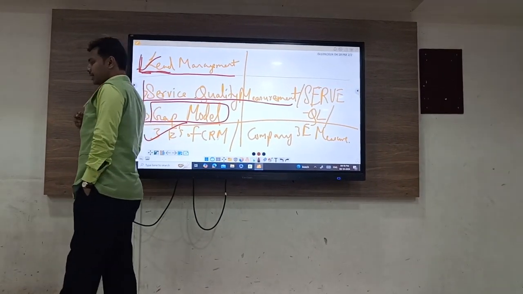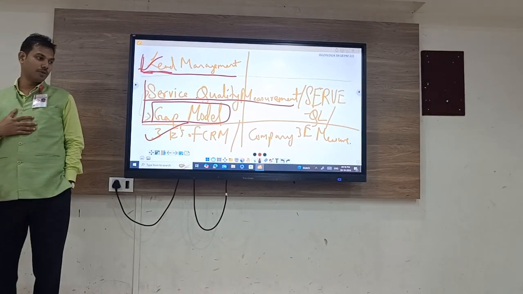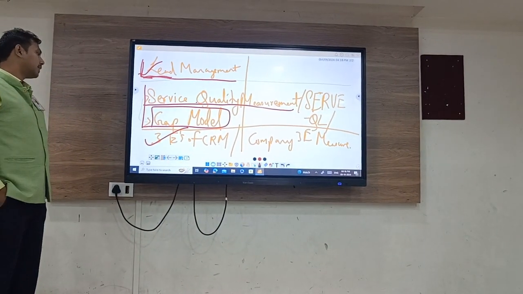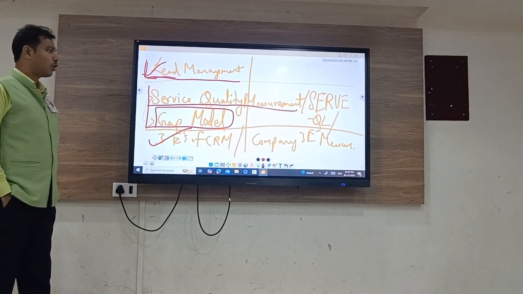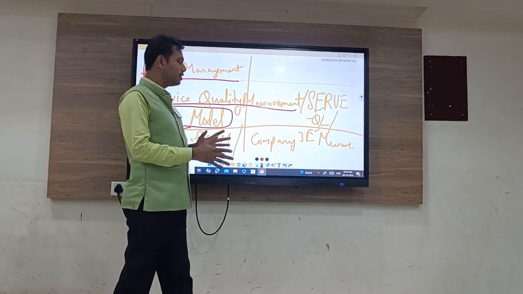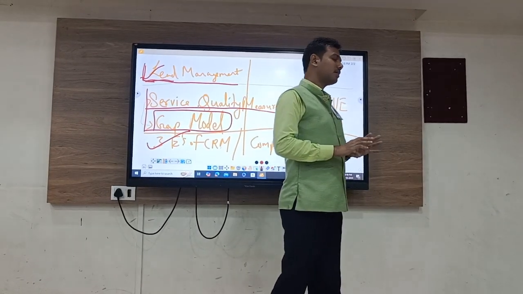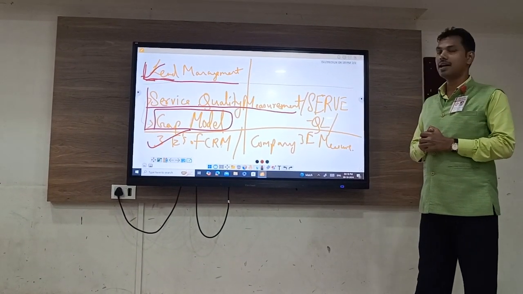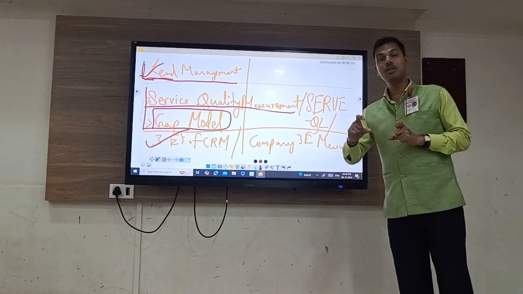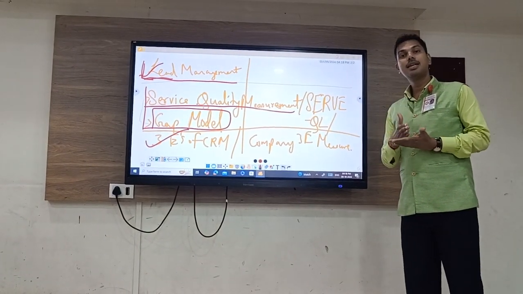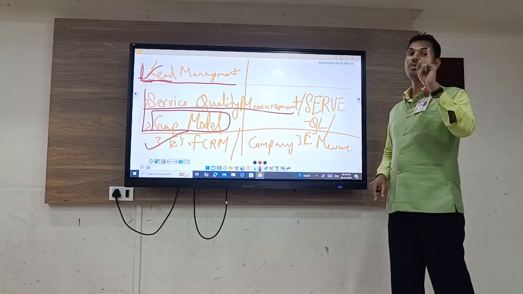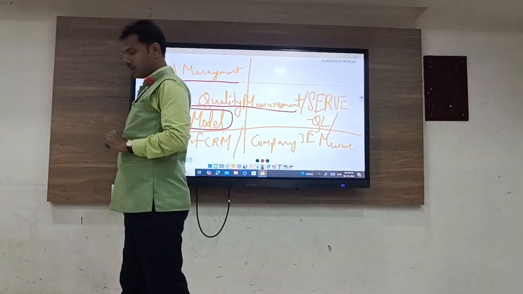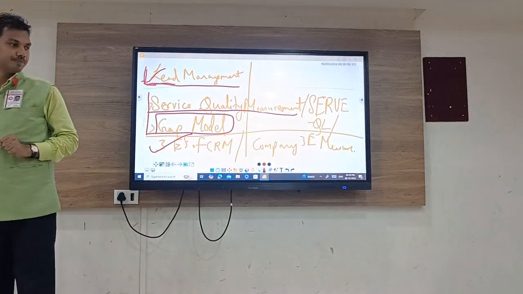Last concept that we are teaching under module 3 is 3 E's of CRM, also known as company's 3 E's measure. Alag naam hai but it's more or less the same. Now what is 3 E's of CRM? Remember, it is not 3 E's of ECR. It is 3 E's of CRM which is different from 6 E's of ECR that we have studied in module 4. This you should always remember.